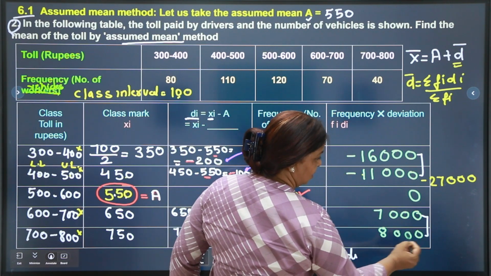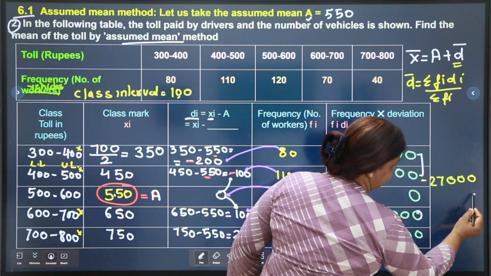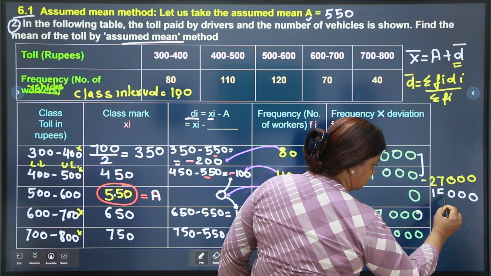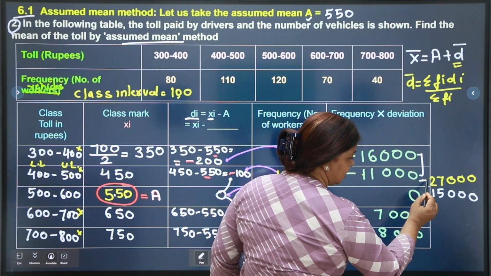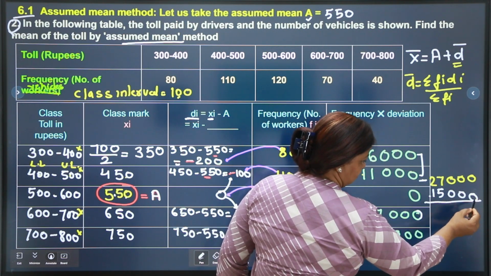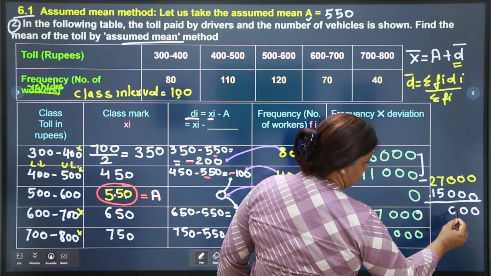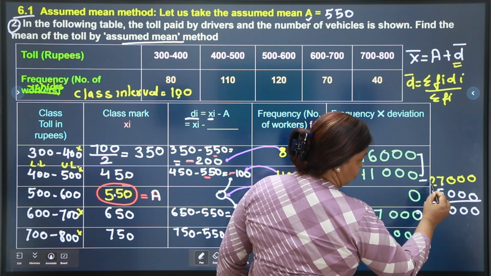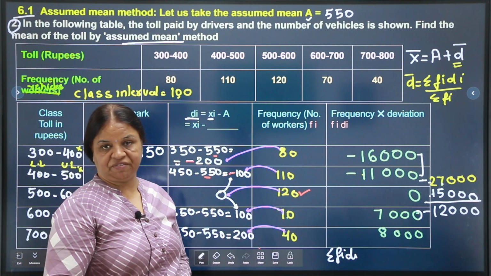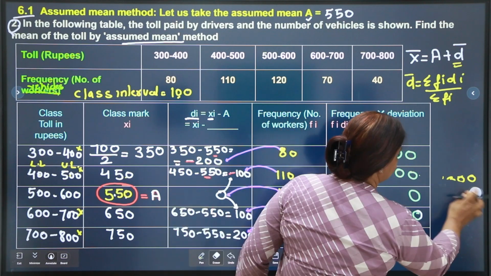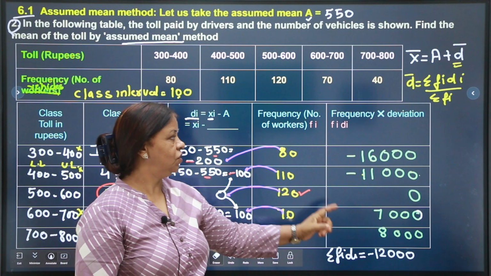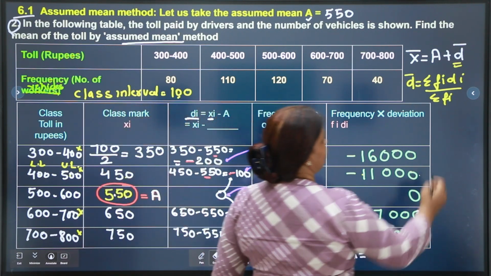Now add both here. If you add 1, 2, 3, 1, 2, 3, 0. Let me write 3, 0. Now 7 and 8 will be 15. Now 1 is minus and 1 is plus. So we can subtract them. 0, 0, 0. 7 minus 5 is 2. 2 minus 1 is 1. Minus 12,000. So you got summation of FiDi as minus 12,000. Children, you will have to do all this in rough and neatly write it down in your answer book when you are writing in the exam.